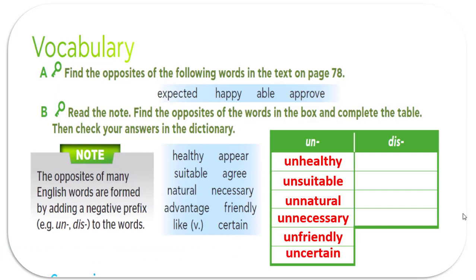Now we move to words that take "dis". The first one is appear, it becomes disappear. Next we have agree, it becomes disagree. After that we have advantage, it becomes disadvantage. And finally, like as a verb becomes dislike.